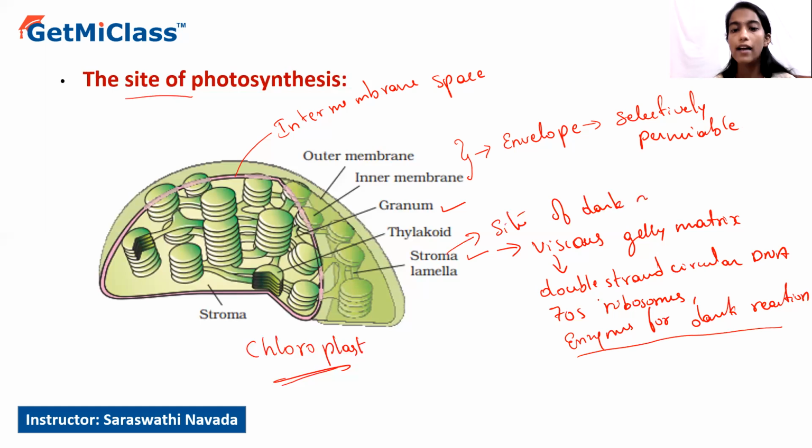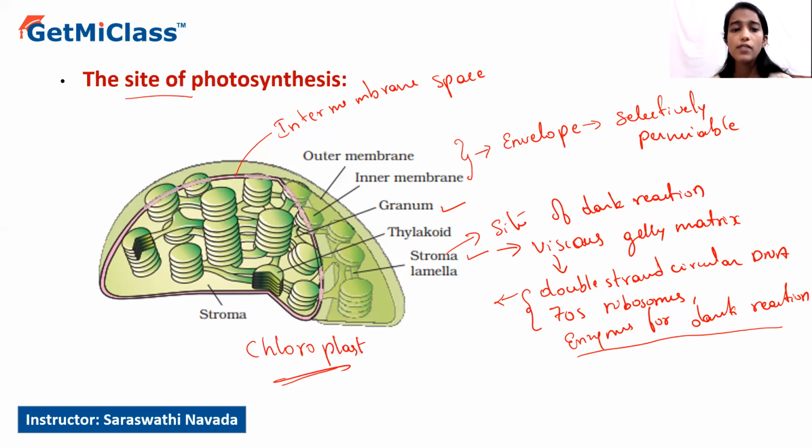If we look at the nature of the DNA and ribosome, they resemble the prokaryotic DNA and ribosome, where the DNA is double-stranded and circular, and the ribosome is of 70S type. This ribosome is involved in the synthesis of enzymes required for the dark reaction. And this double-stranded circular DNA controls the synthesis of enzymes within the chloroplast.